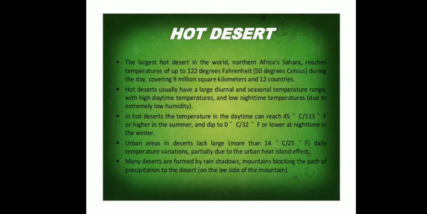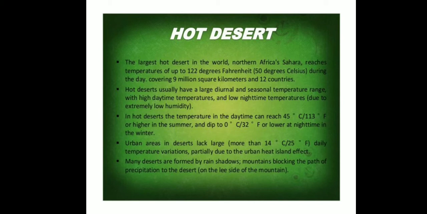Hot deserts usually have a large general and seasonal temperature range, with high daytime temperature and low nighttime temperature due to extremely low humidity. That means in the day the temperature is very high and in the night the temperature goes very low. In hot deserts, the temperature in the daytime can reach 45 degrees centigrade to 133 degrees Fahrenheit or higher in the summer, or lower at night time in the winter.